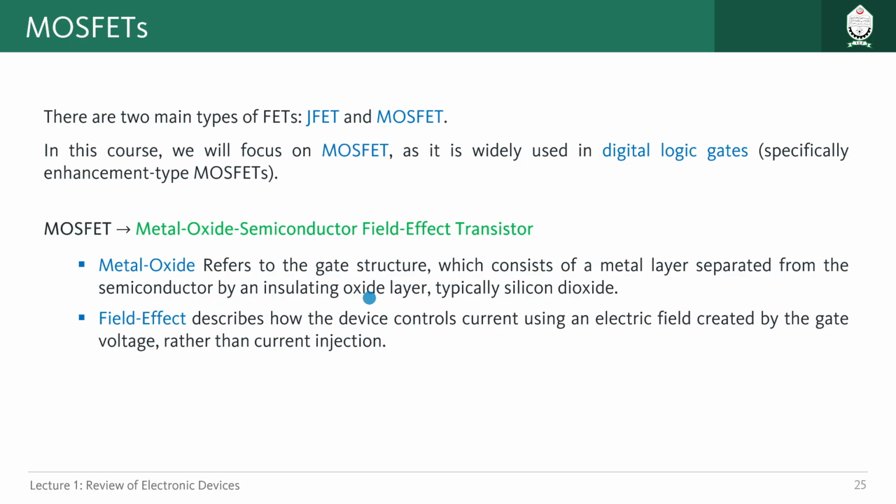MOSFET means metal oxide semiconductor field effect transistor. So why metal oxide? Because when we look at the gate structure of any MOSFET, it will have a metal layer which is separated from the semiconductor by an insulating oxide layer like silicon dioxide. So that's why metal oxide is written here.